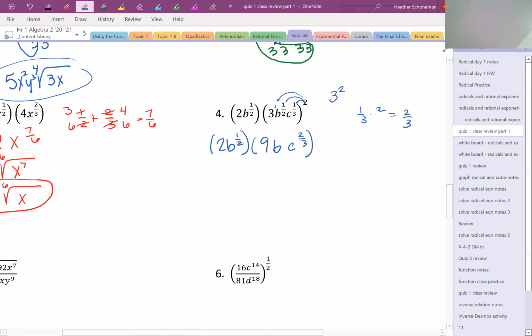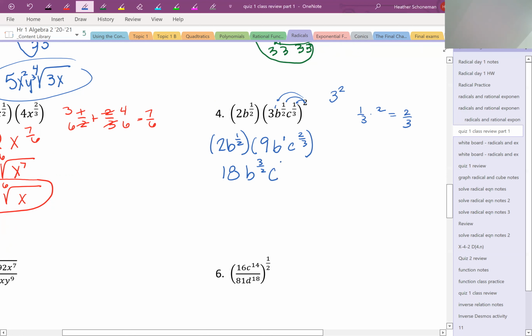And I knew that because the two parentheses were touching. So 2 times 9 is 18. With the b's, I'm going to add the exponent. So I have 1/2 plus the invisible 1. Well, 1 is 2/2. So 2/2 plus 1/2 would just be 3/2. If you can't do that in your head, then by all means write it out.